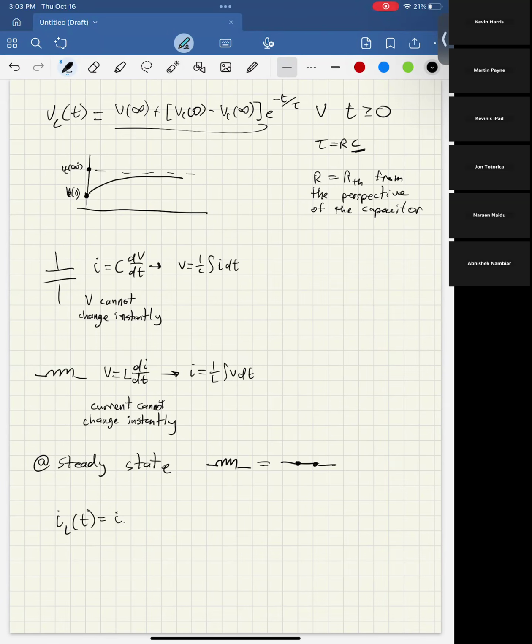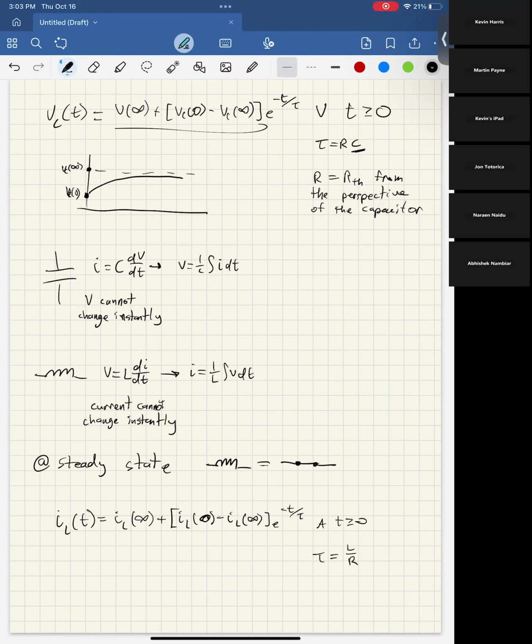It's just that instead of having voltages, it is now with currents. And here, this is going to be amps for t greater than or equal to 0. And here, the tau is L over R.